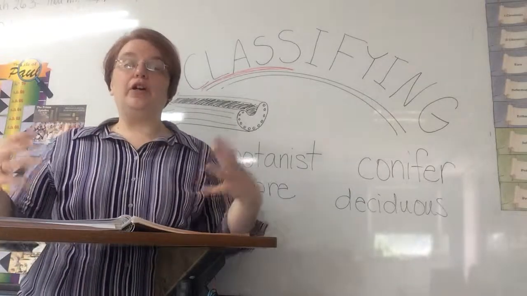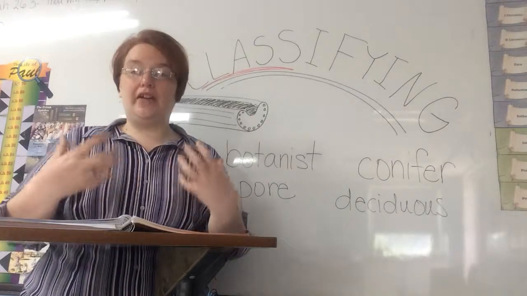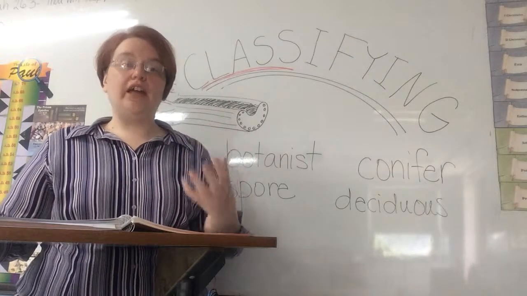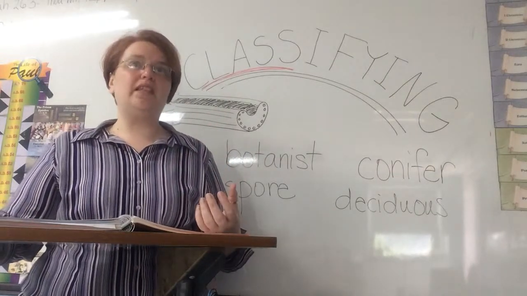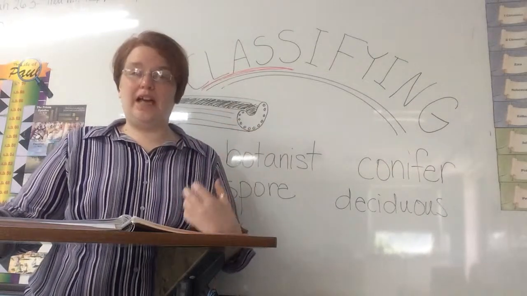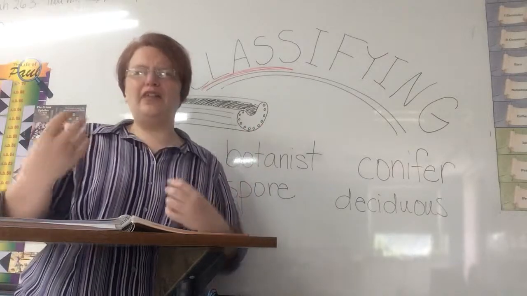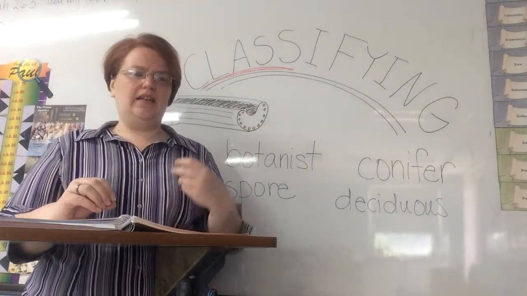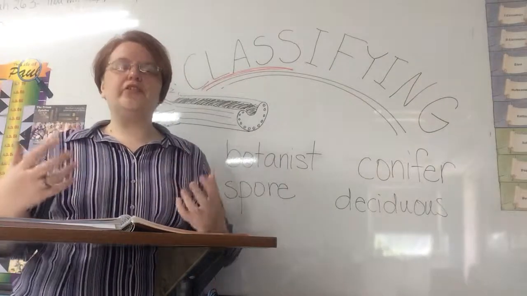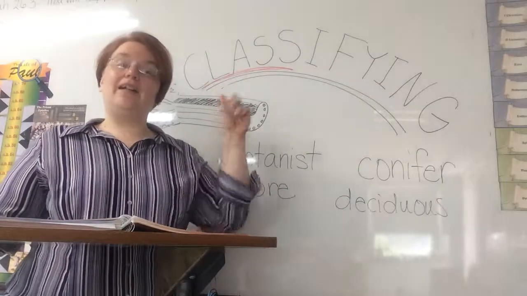And when we do that, we're grouping organisms that have similar characteristics. And characteristic just means what are the different things about that organism? Meaning, how big is it? How tall is it? What kind of food does it eat? Is it a carnivore or herbivore? Those are different characteristics about an organism. And so in this lesson, we're going to learn about classifying.